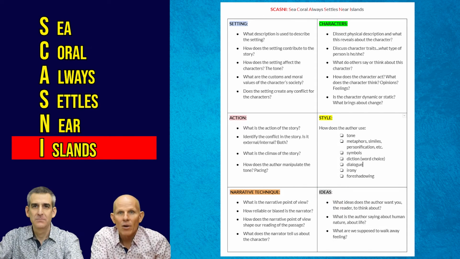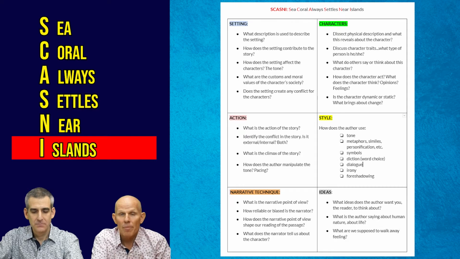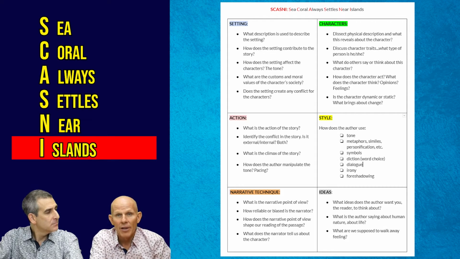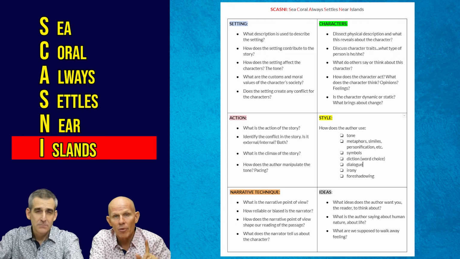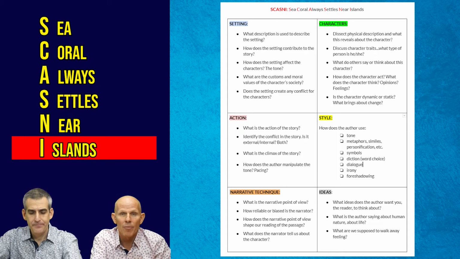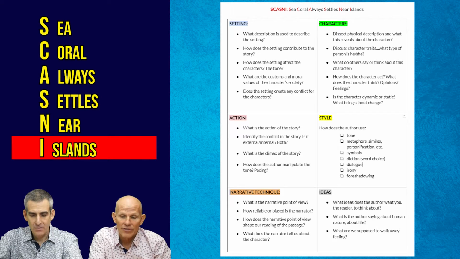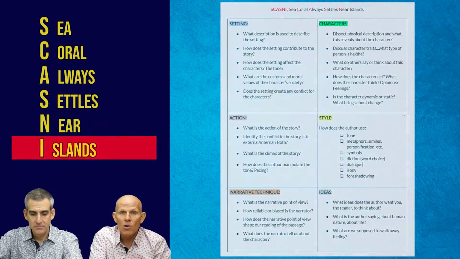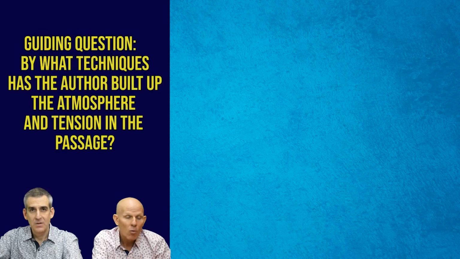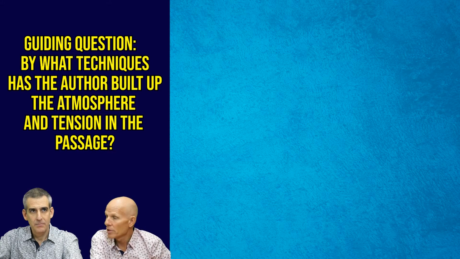Fantastic. Okay, we've chosen a great literary passage, a prose fiction passage that comes from a previous IB exam, but we've adapted that and we've come up with a guiding question. This particular text is from a passage from a novel called A Tale for the Time Being by Ruth Ozeki. She published that in 2013. And the guiding question is as follows. By what techniques has the author built up the atmosphere and tension in the passage?